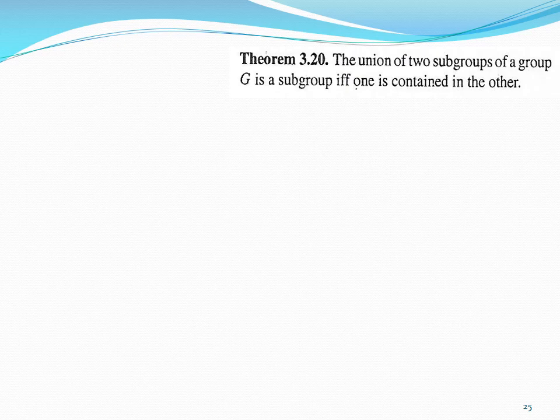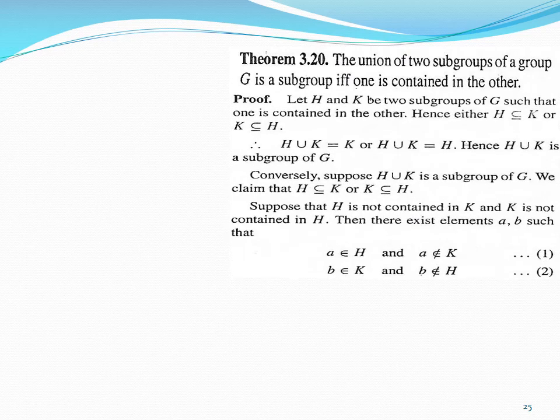The union of two subgroups of a group is a subgroup if and only if one is contained in the other. Proof. Let H and K be two subgroups of G such that one is contained in the other. That means either H is contained in K or K is contained in H. Whichever, their union H union K equals either K or H. So H union K is a subgroup of G, since H and K are subgroups.